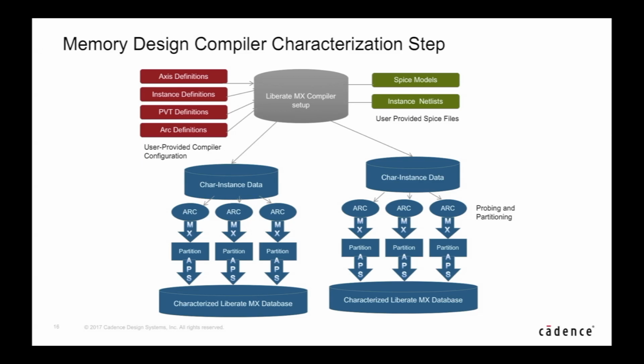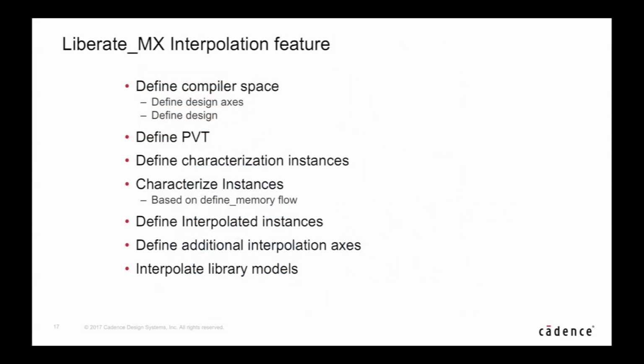These are some of the commands that are described in the interpolation interface. We define the compiler space, the PVT, what the characterization instances are, and actual characterization is supported with both on a defined memory flow or on a custom flow, depending on the user choice. And then the user will tell us what the instances are that we want to interpolate to complete the space. Finally, after this is done, we will have a step of interpolation to generate the final library models.